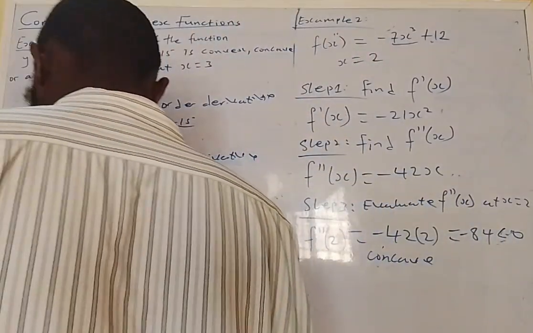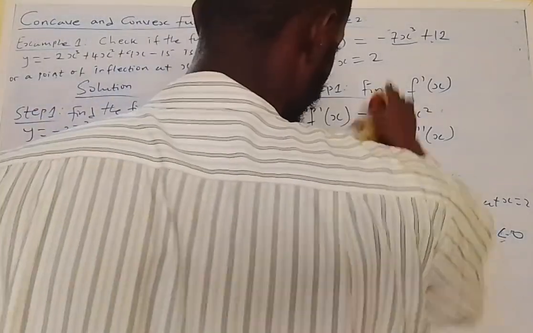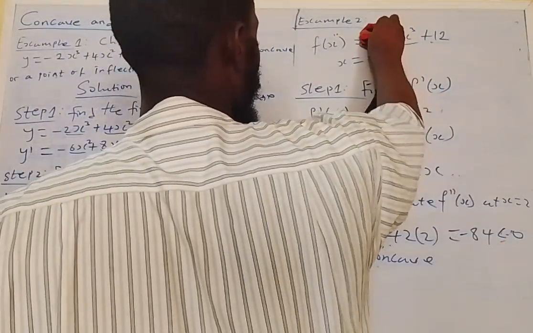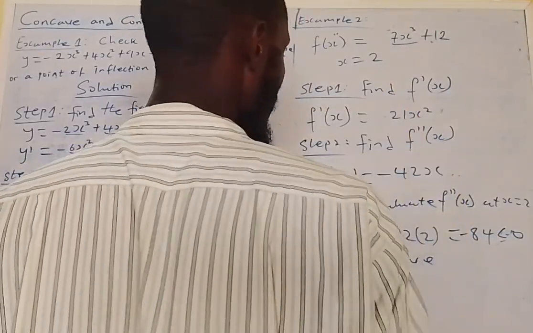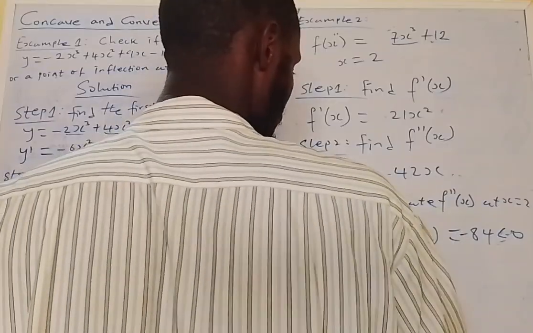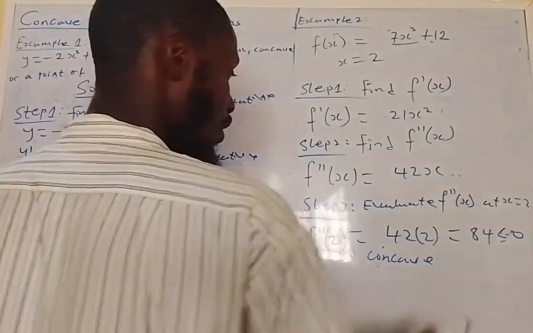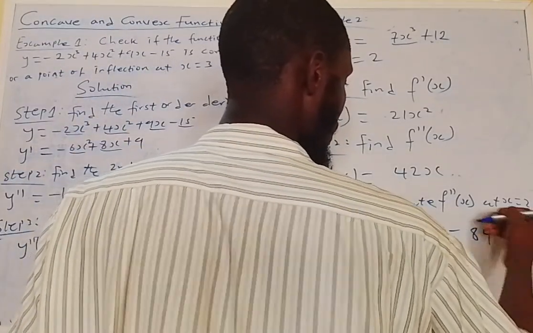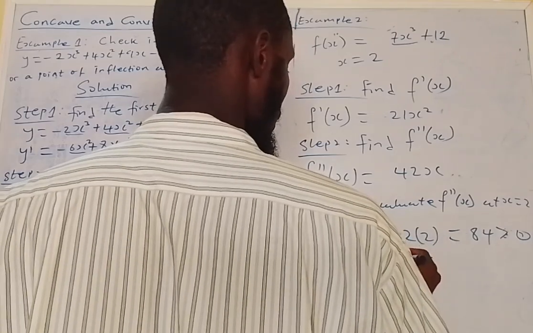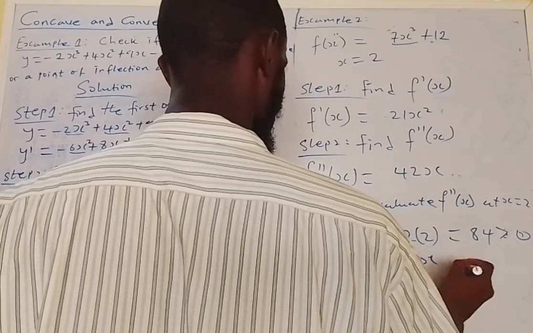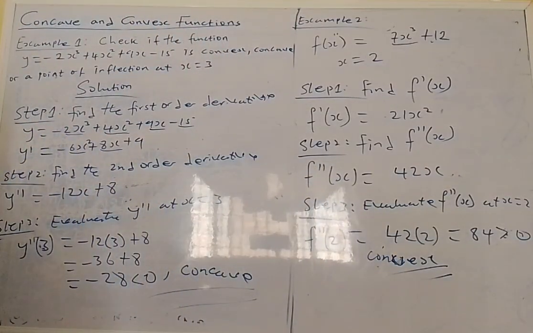For knowledge's sake, let me do something now. Assuming this does not have the minus, if you differentiate to get the first derivative, the negative will not be there. If you evaluate it, you will get a positive answer here, which is going to be greater than 0. So if it is positive, the function is convex, because this is greater than 0. Hope that is clear.